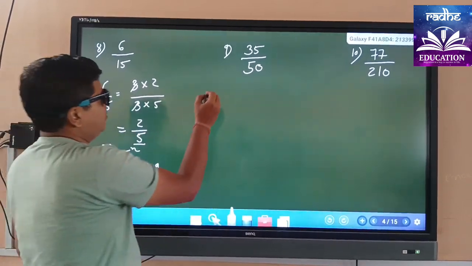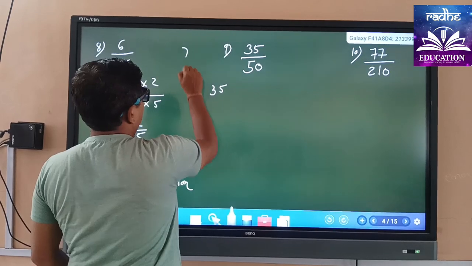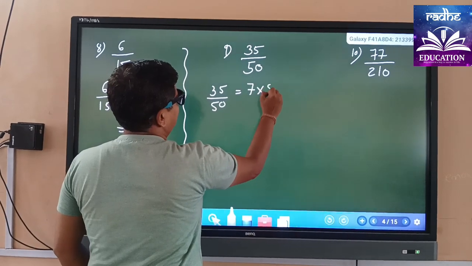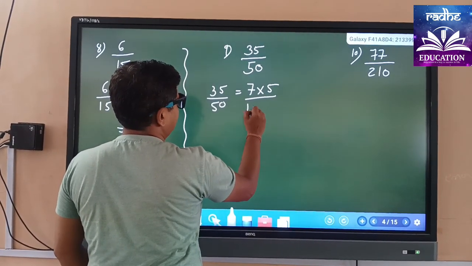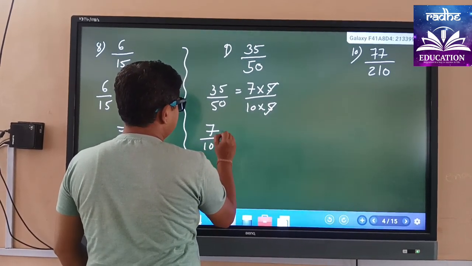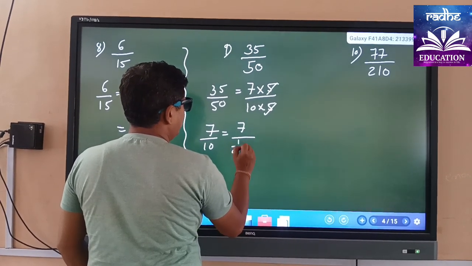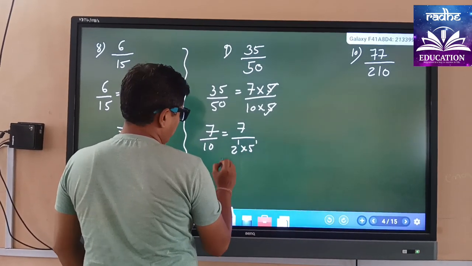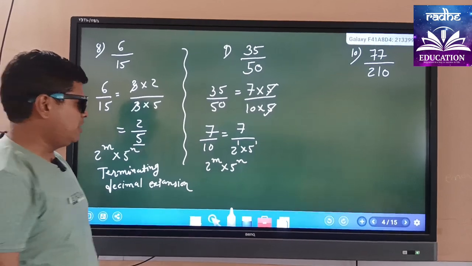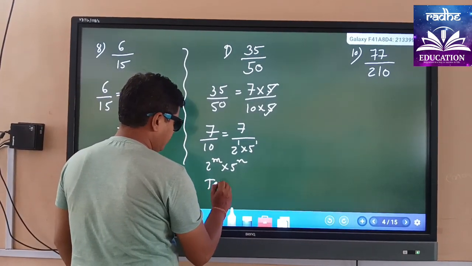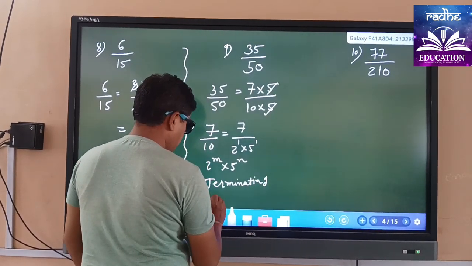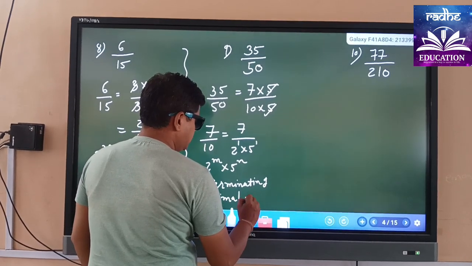Okay, 35 divided by 50. 35 we can write as 7 into 5, and 50 we can write as 10 fives are 50. These are cancelled. 7 by 10 we can represent as 2 raised to 1 and 5 raised to 1, so the denominator follows 2 raised to m into 5 raised to n, and because of that reason it is a terminating decimal expansion.